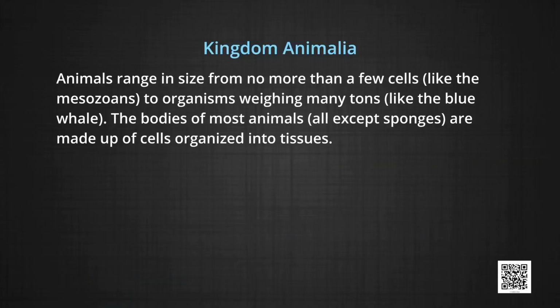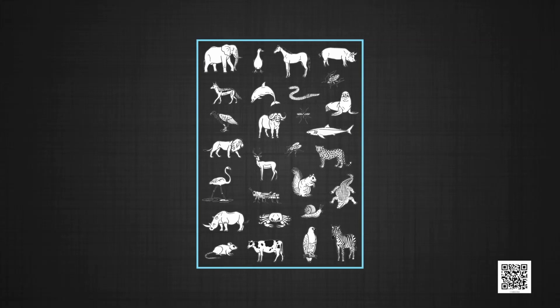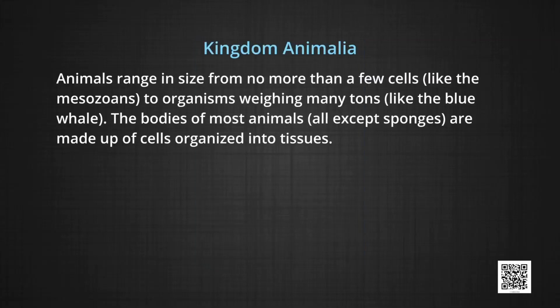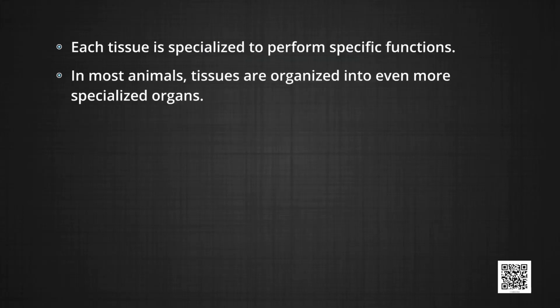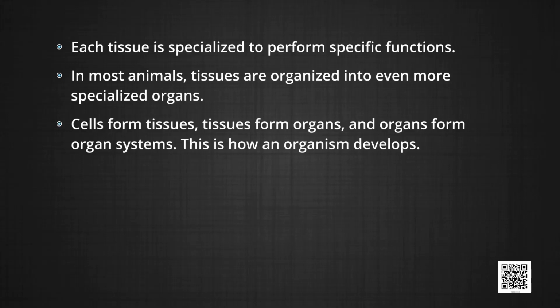Most animals inhabit the seas, with fewer in fresh water and even fewer on land. Animal cells are held together by structural proteins such as collagen. Animals range in size from a few cells, like the mesozoans, to organisms weighing many tons, like the blue whale. The bodies of most animals, all except sponges, are made up of cells organized into tissues. Each tissue is specialized to perform a specific function. In most animals, tissues are organized into even more specialized organs. Cells form tissues, tissues form organs, and organs form organ systems. This is how an organism develops.